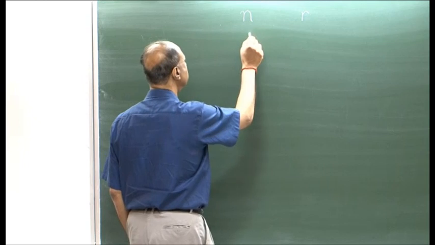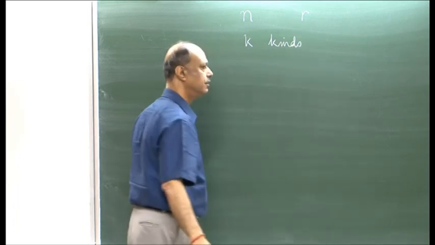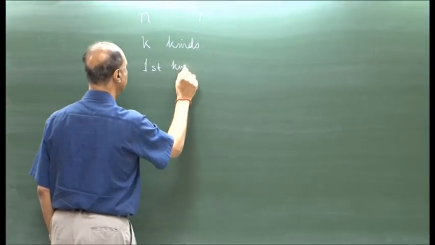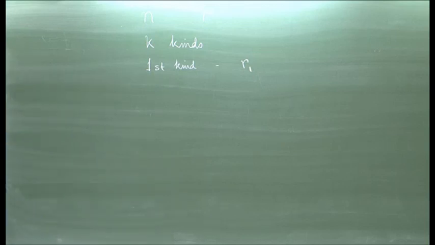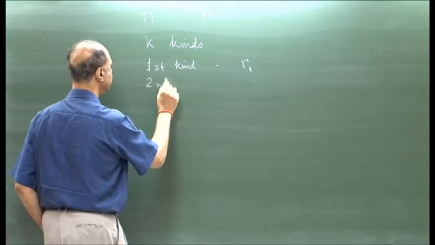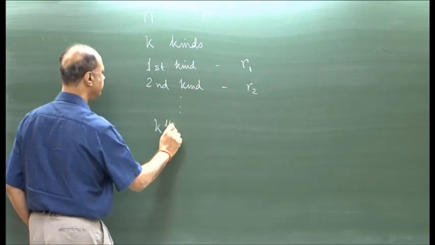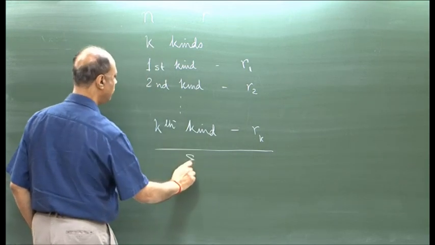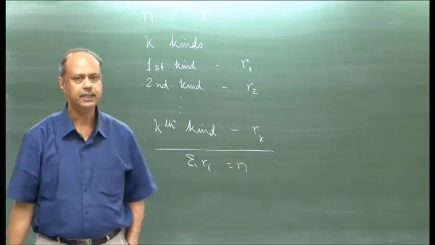Let us assume that there are k kinds of objects. In the first kind, there are R1 objects. Second kind, you have R2 objects, and kth kind, you have Rk objects. So the summation over Ri is, sorry, is N. Summation of Ri is N.